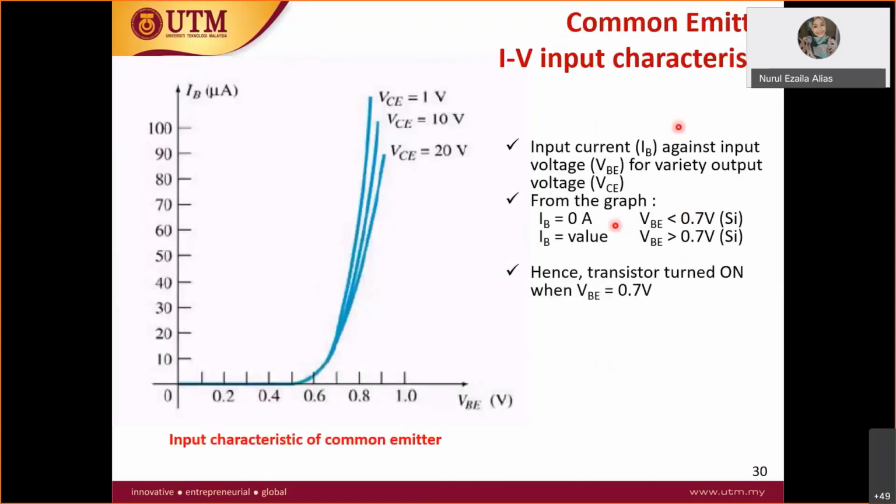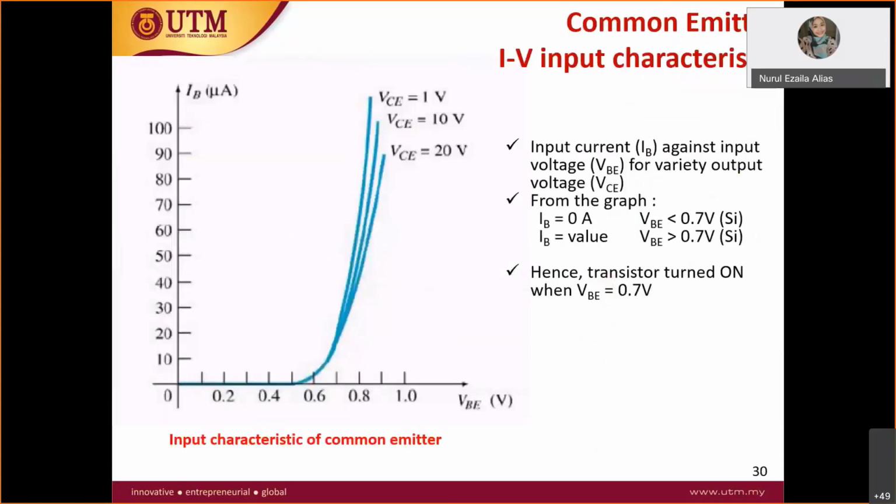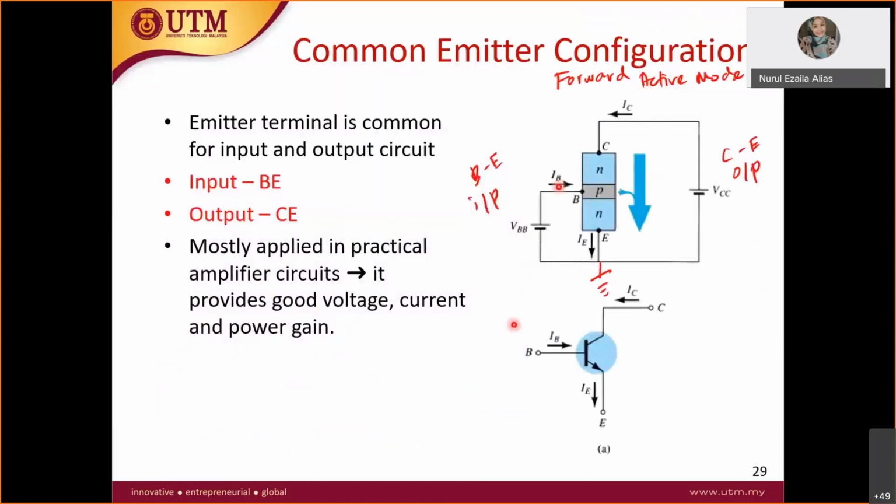Okay, so common emitter. Since you have input at base to emitter, and you also have output collector to emitter, therefore you also have the input IV characteristic. So this is how it looks like: current IB versus voltage VBE.